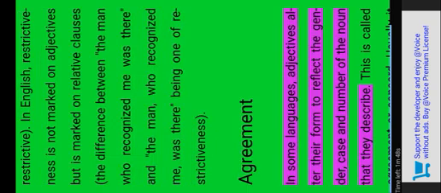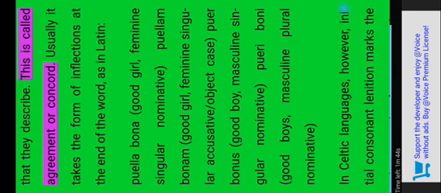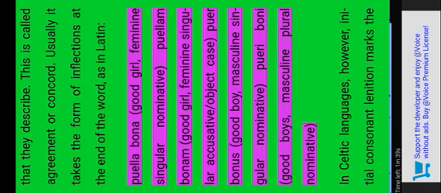Agreement. In some languages, adjectives alter their form to reflect the gender, case and number of the noun that they describe. This is called agreement or concord. Usually it takes the form of inflections at the end of the word, as in Latin. Puella bona, good girl, feminine singular nominative. Puellam bonam, good girl, feminine singular accusative, object case. Puer bonus, good boy, masculine singular nominative. Pueri boni, good boys, masculine plural nominative.